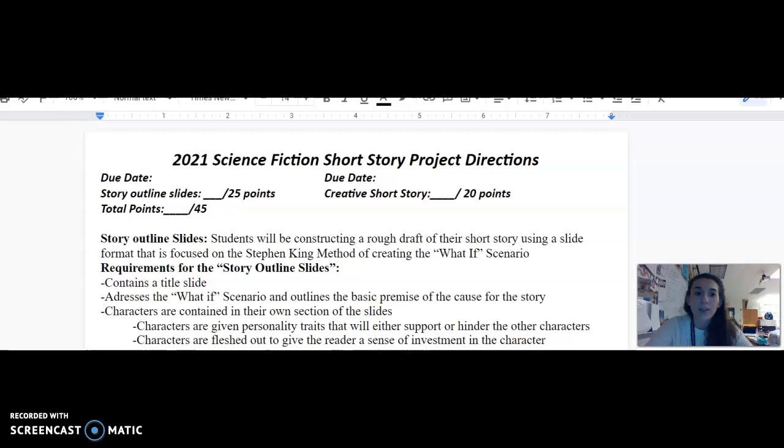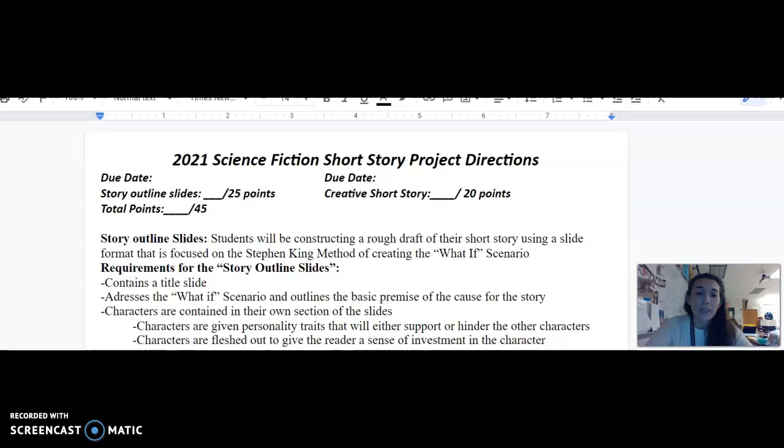As far as your short story outline slides, students will be constructing a rough draft of their short story using a slide format that is focused on the Stephen King method of creating the what-if scenario. So we're going to be talking a little bit about the contents of those slides. They should contain a title slide that tells me the title of your short story that you are preparing to write, and you as the author.